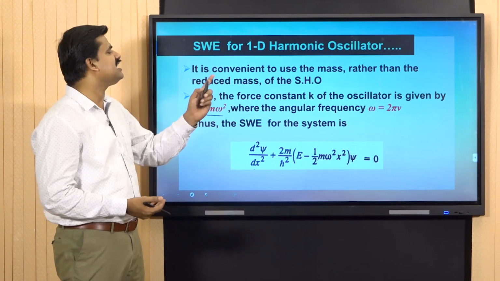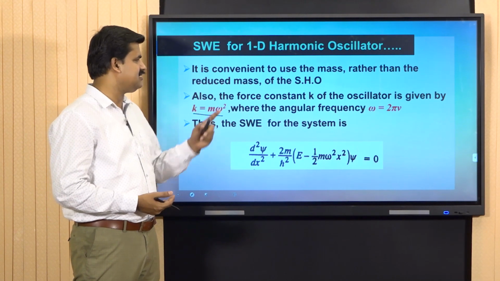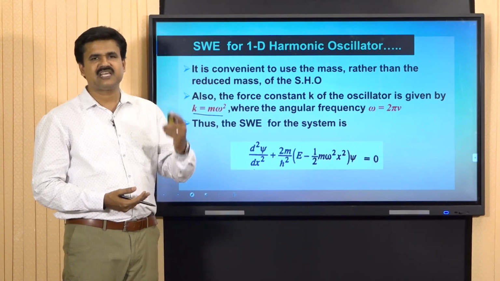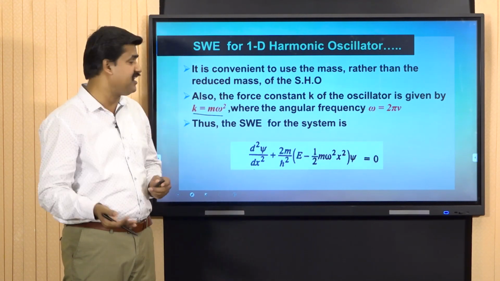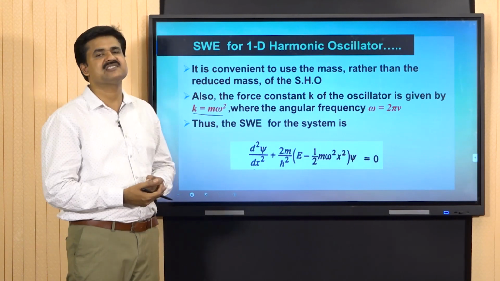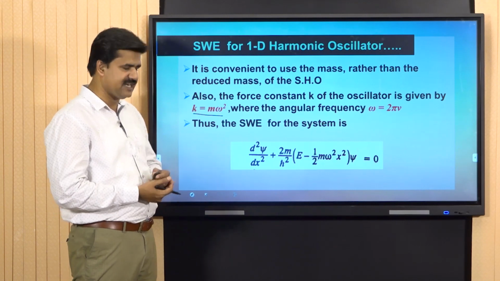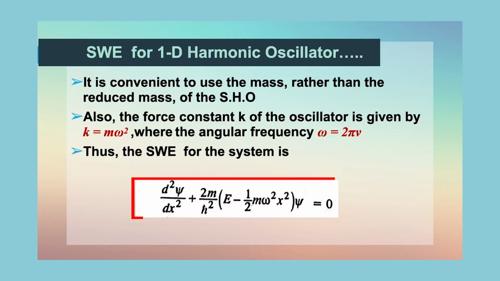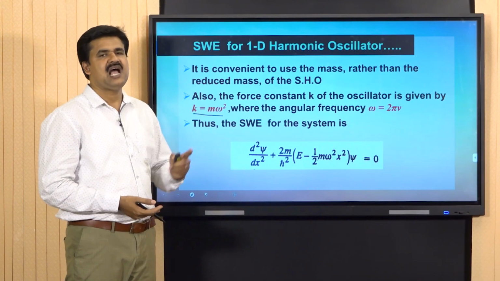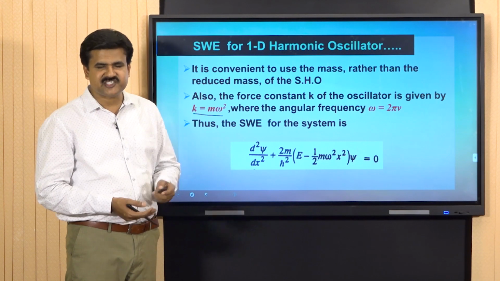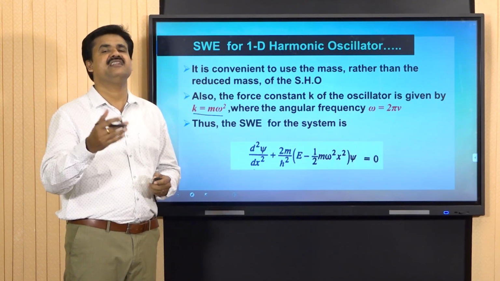Thus, the Schrodinger wave equation we already learned can be modified by substituting in place of half kx square, the potential energy, to get the modified relation, that is d square psi by dx square plus 2m by h cross square into E minus half m omega square x square psi is equal to 0. So, this is another form of the Schrodinger wave equation, which is more convenient and we can solve it more easily.